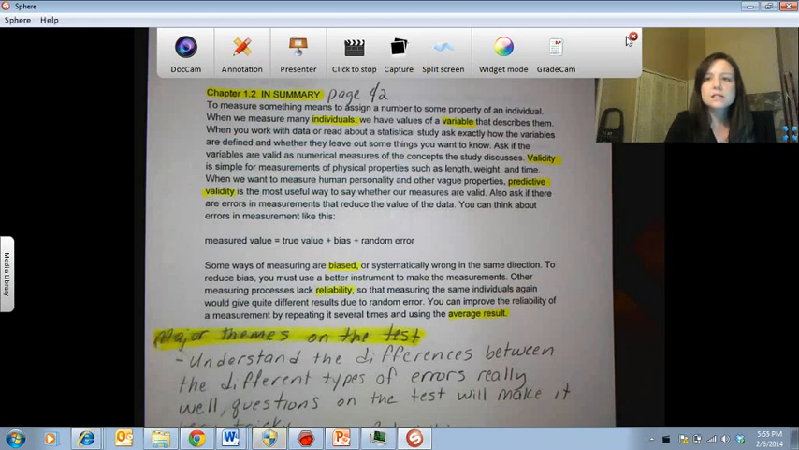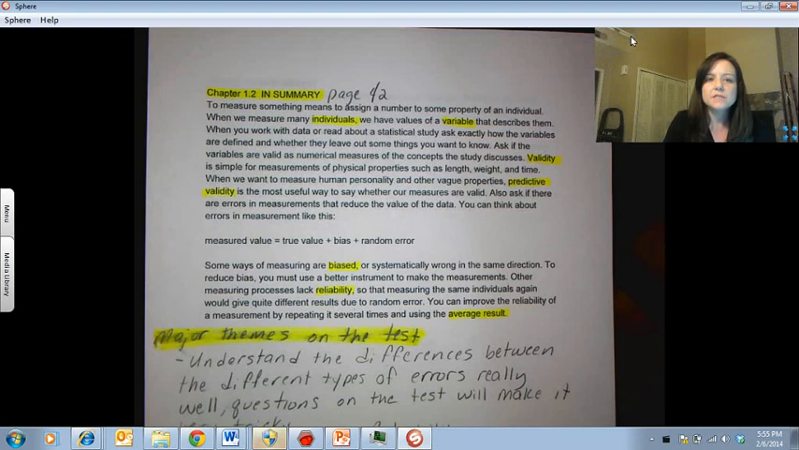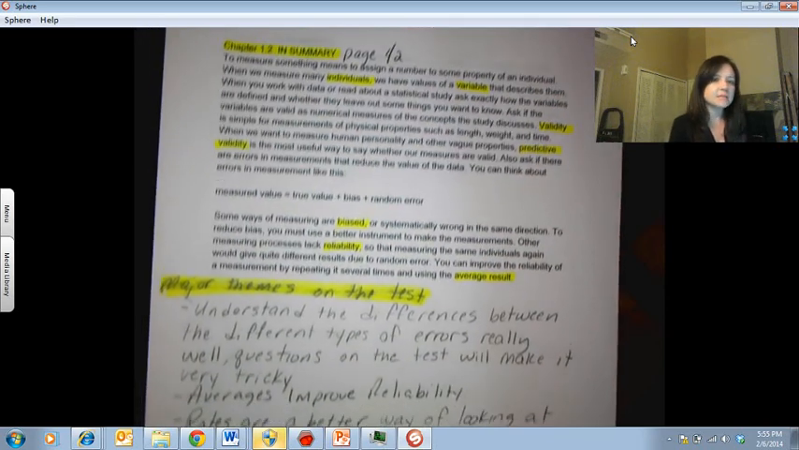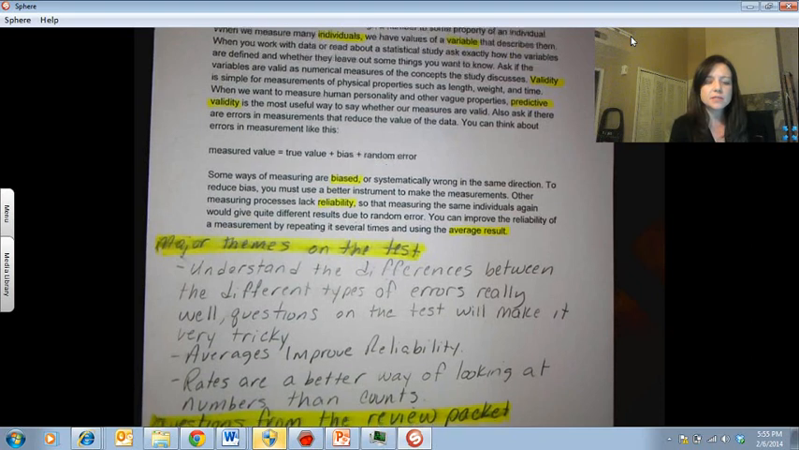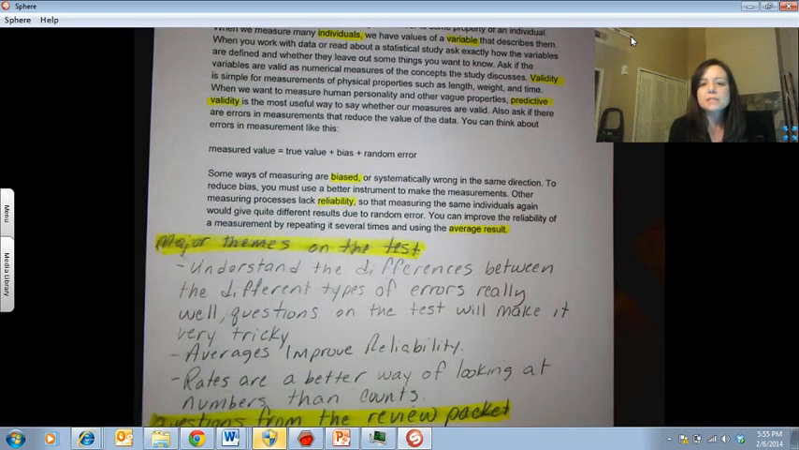This is the study guide for the final test for Chapter 1, Section 1.2, which you can find the summary on page 42. The major themes, I'll let you go ahead and read the summary yourself. The major themes on the test from this part of the chapter are understanding the differences between the different types of errors really well, because questions on the test will make it very tricky.